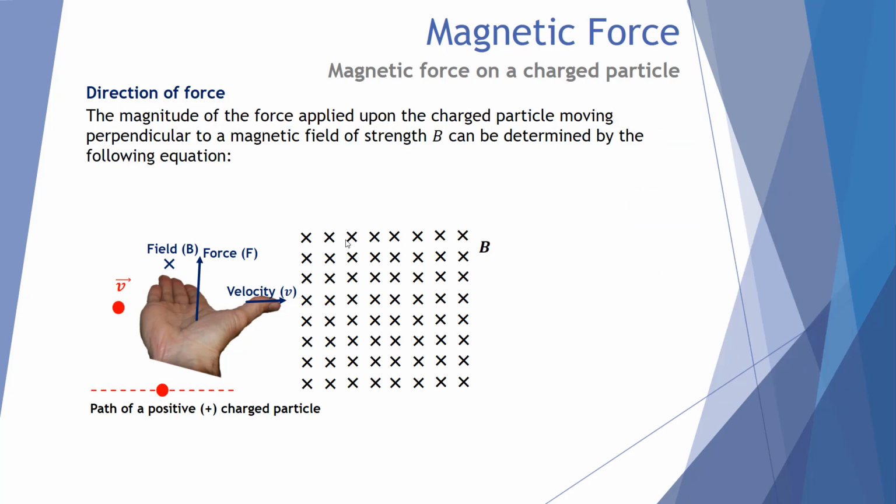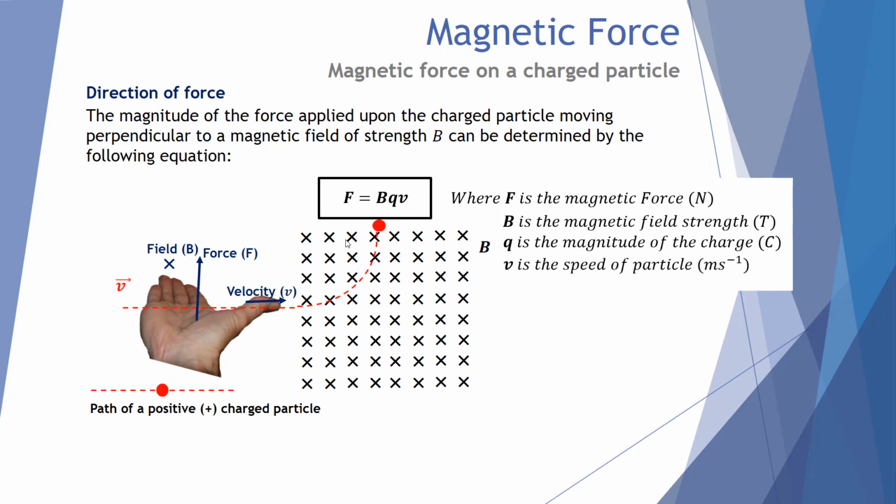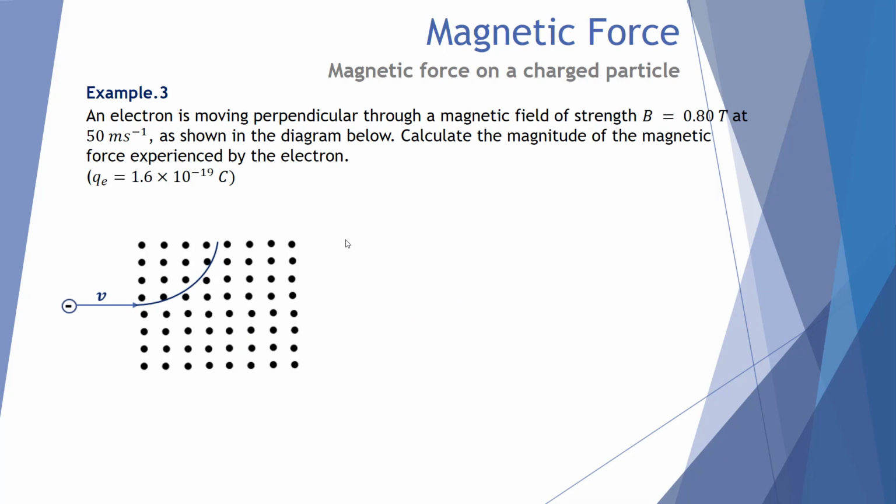So the magnitude of the force applied on the charged particle moving perpendicular to a magnetic field of strength B can be determined by the following equation. It is F equals BQV, where F is the magnitude of the magnetic force, B is the magnetic field strength in Tesla, Q is the magnitude of the charge in coulombs, and V is the speed of the particle in meters per second. Let's have a look at our third example.